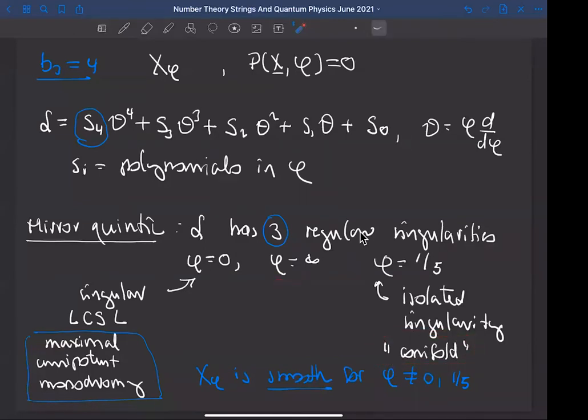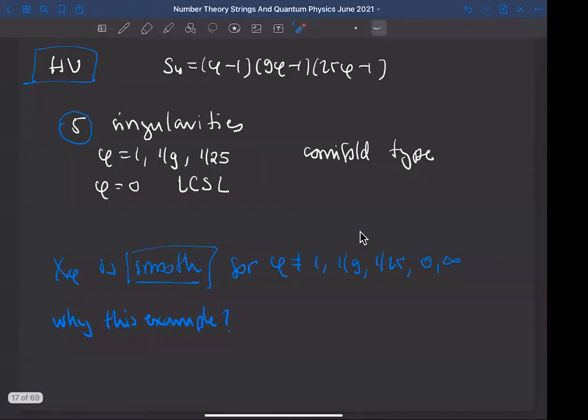So this case is the large complex structure limit, which is a point of maximal unipotent monodromy, very important also in physics. The manifold is otherwise smooth, except at this point, and this point corresponds to the Fermat quintic, which is when phi is zero.